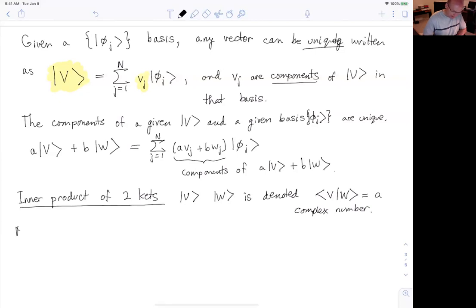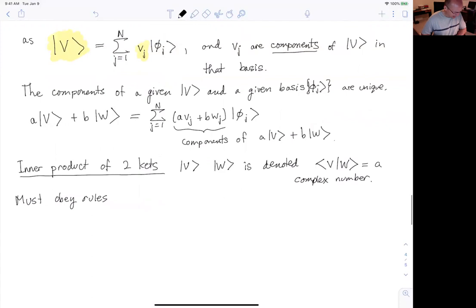And it must obey the following rules. If it doesn't obey these rules, you don't have a complex vector space with an inner product. So one is that if you take V inner product W, you have to get the complex conjugate of W inner product V.